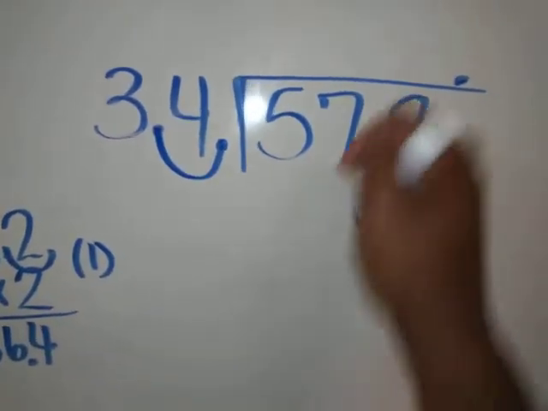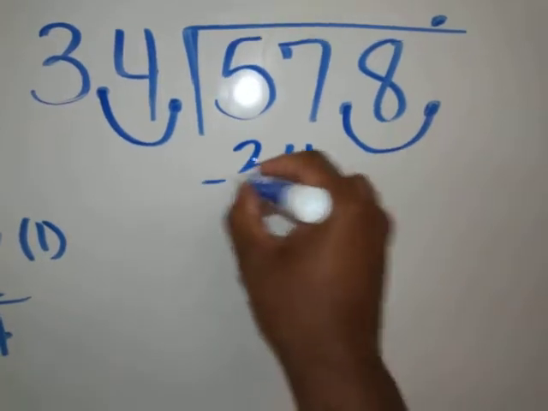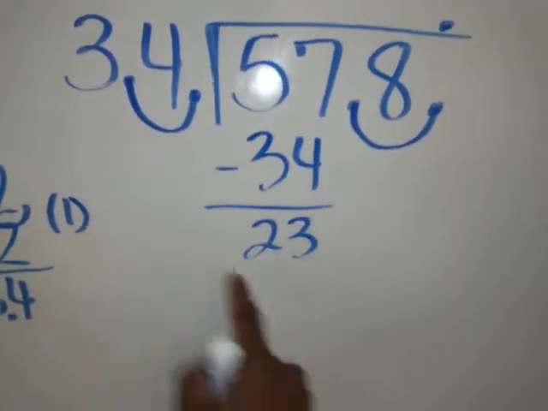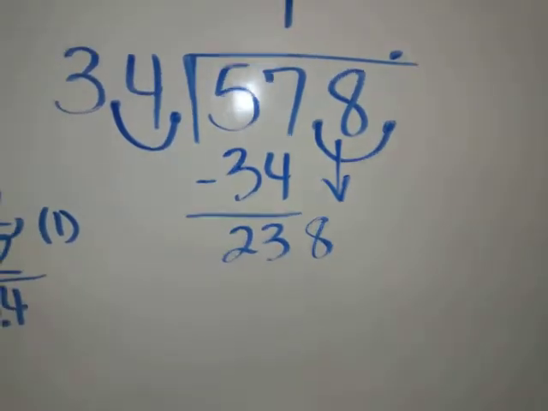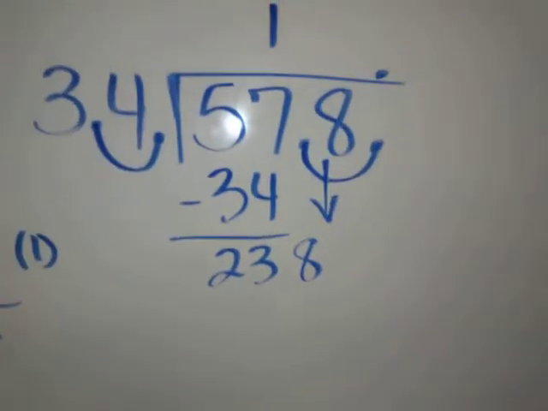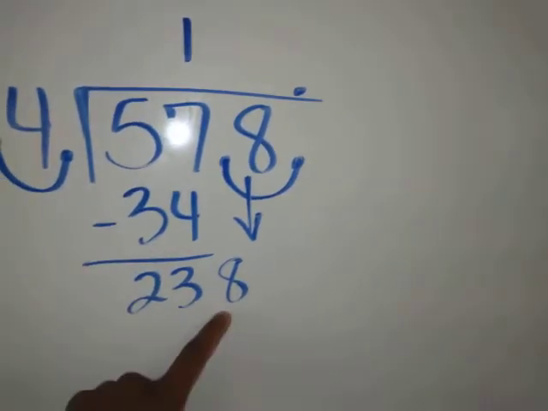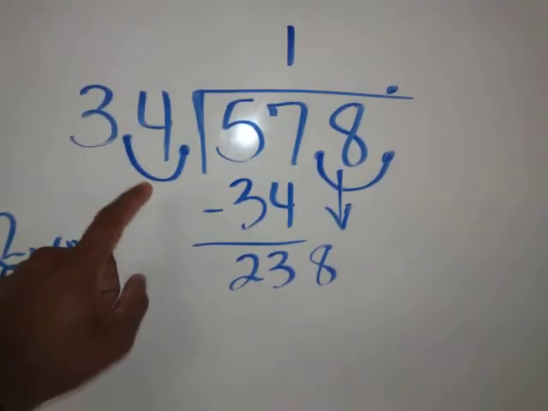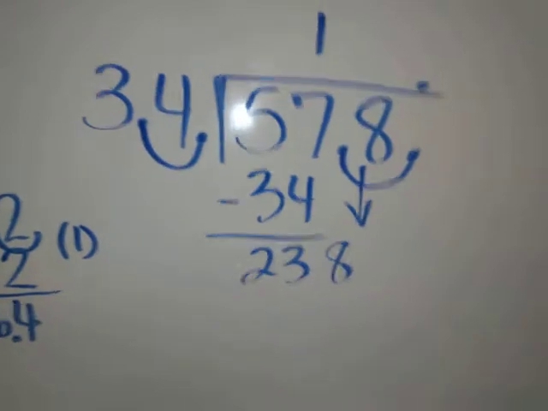34 goes into 57 one time. You subtract this. You're going to get 23. 34 cannot go into 23, therefore we bring down this 8. Now, I look at 34, I look at 238. I'm going to look at this 4, and I need to get a number multiplied by 4 that would give me 8 in the ones place. You can use 2, but 2 is not going to give you a large number in 200, so I'm going to say 7. I'm going to guess and check with 7.